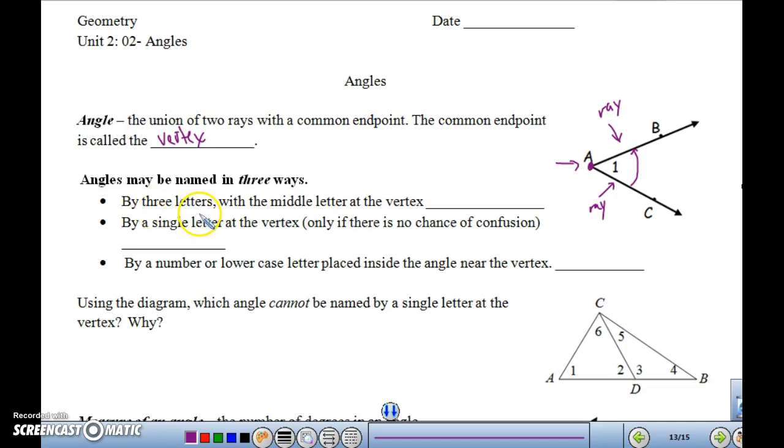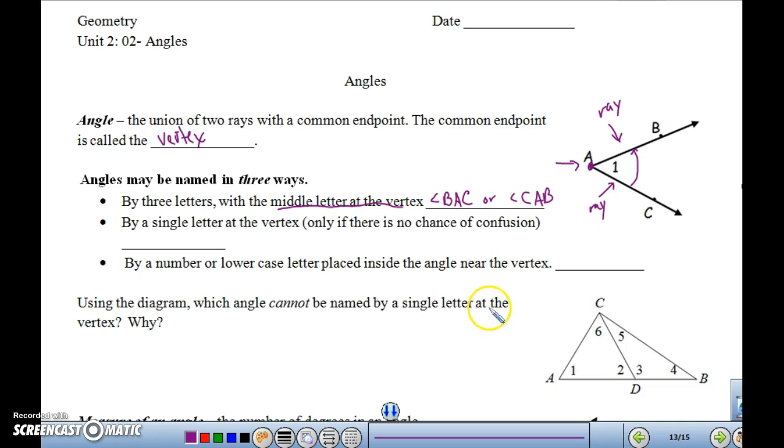We can name it by three letters, but the middle letter is the vertex. That's very important because you have to be consistent. The name of this angle, using the three letters and A is the vertex, would be angle BAC, or you can say angle CAB. Either one is correct, but notice on both of these, A is in the middle because that is the vertex.